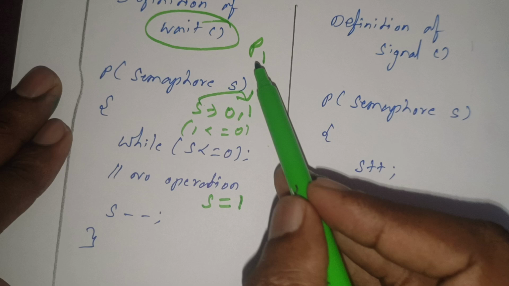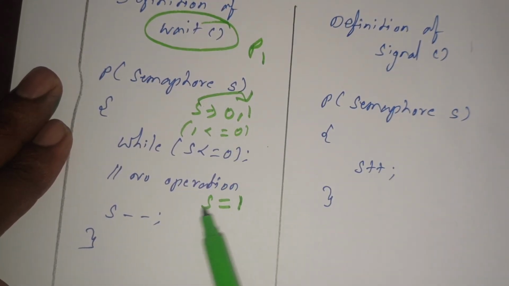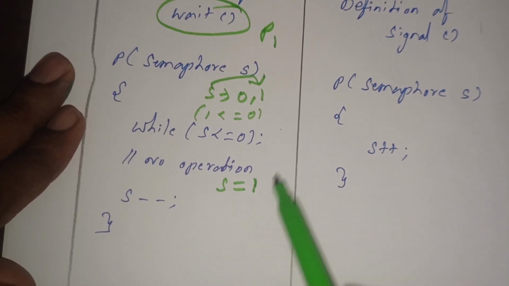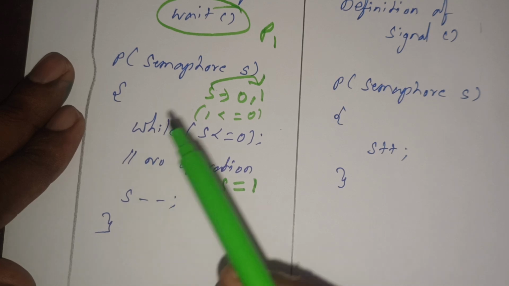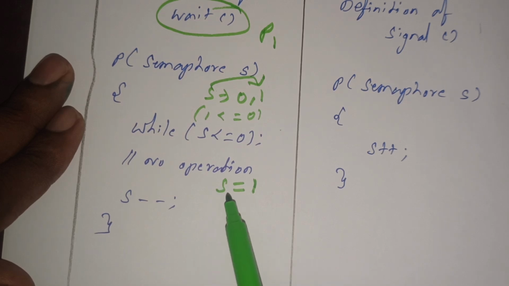Who is checking that the value of S is equal to 1? P1 is checking. When S is equal to 1, P1 gets to enter. Now let's see what P1 is doing. P1 should not let any other process enter this critical section. So what is P1 doing? It will decrement the value of S.